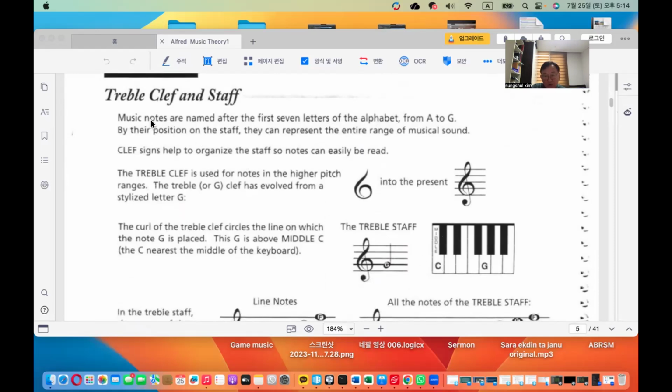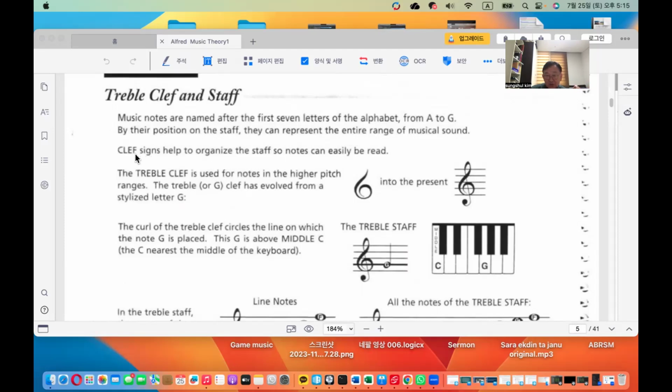So also you need to understand music note names. Music notes are named after the first 7 letters of the alphabet, from A to G. By their position on the staff, they can represent the entire range of musical sound.